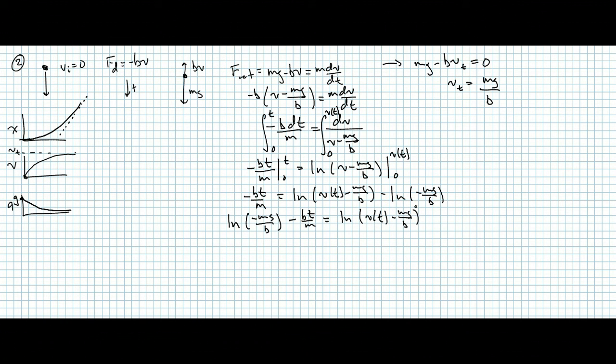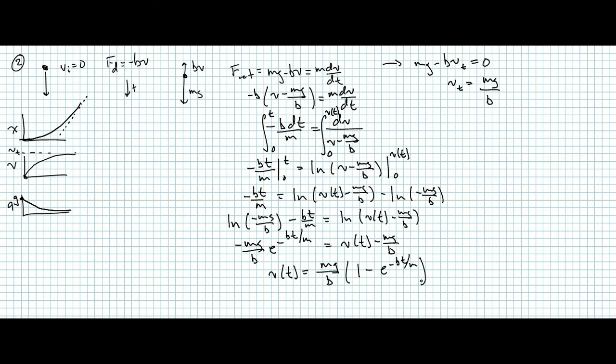And now I exponentiate both sides. The right side's easy enough. We're just undoing the natural log. On the left side, these two are multiplied together since their logs are added together. So that's just minus mg over b, and that's e to the minus bt over m. Put this over there, and I'm going to factor. So I get v of t is mg over b times 1 that I brought over here, minus e to the minus bt over m.